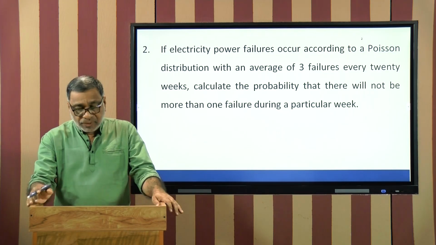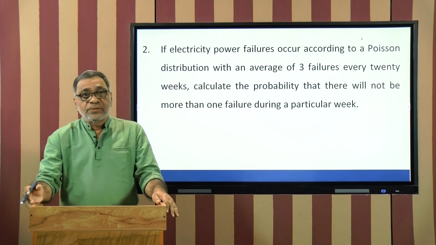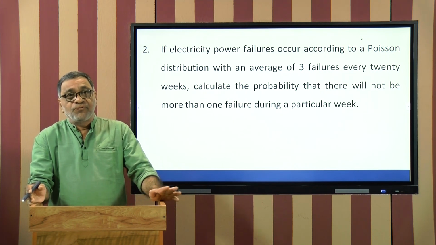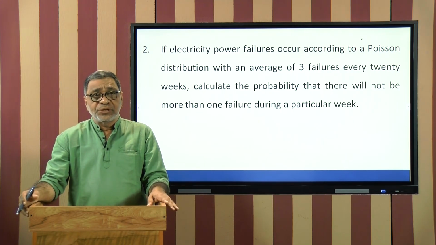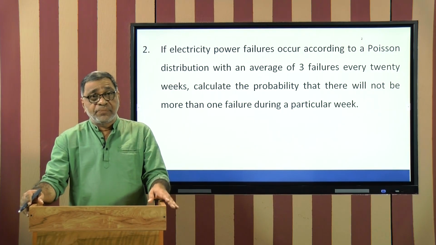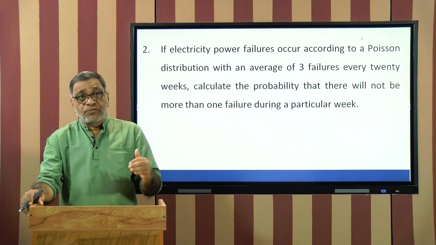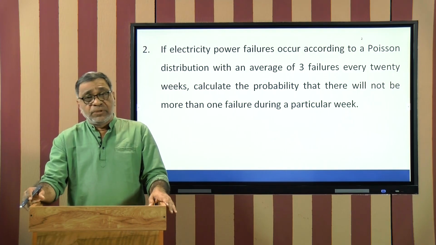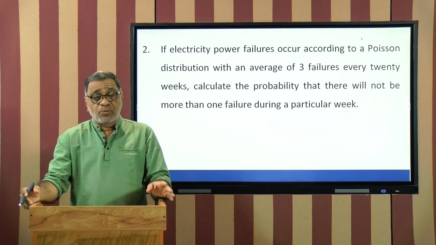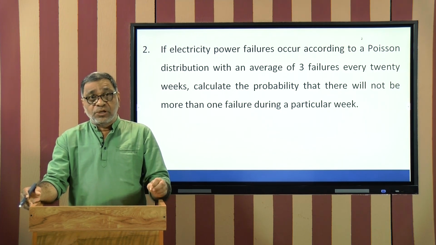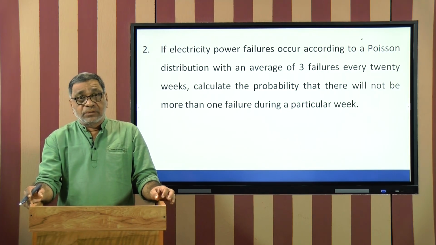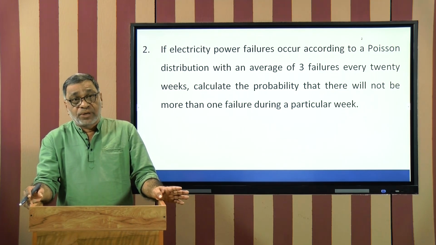Consider another example. Suppose electricity power failures occur according to a Poisson distribution with an average of 3 failures every 20 weeks. Calculate the probability that there will not be more than 1 failure during a particular week. Let me repeat, it is a question in the engineering field, in the electricity power failure aspect. From previous knowledge, while identifying the model, we can model that particular experiment as a Poisson distribution model.